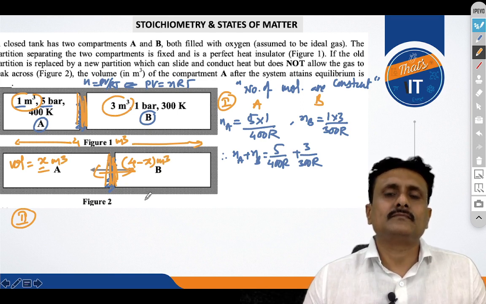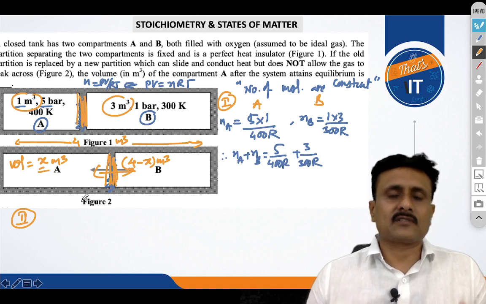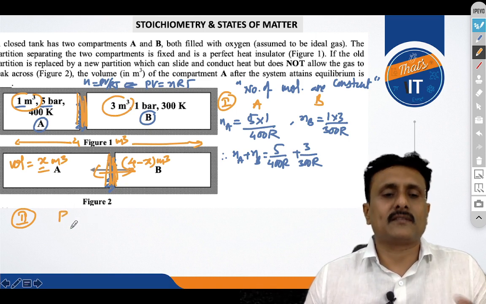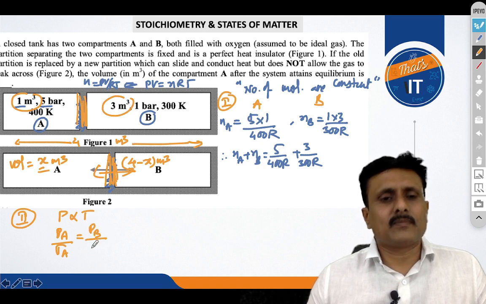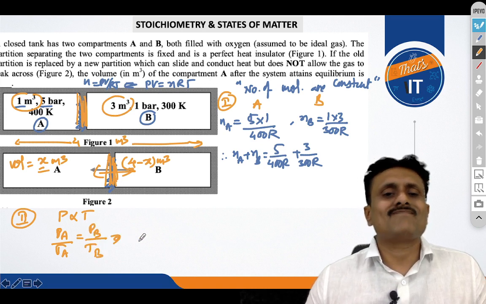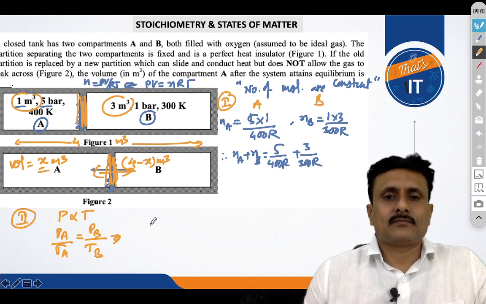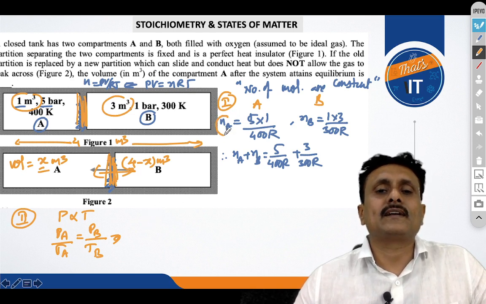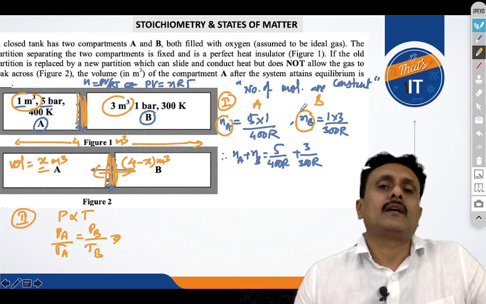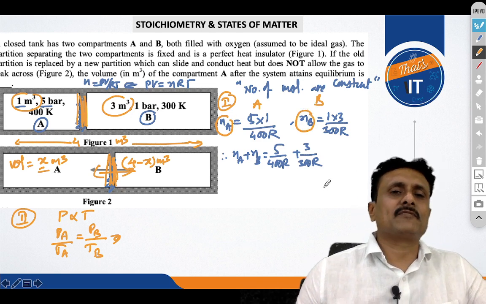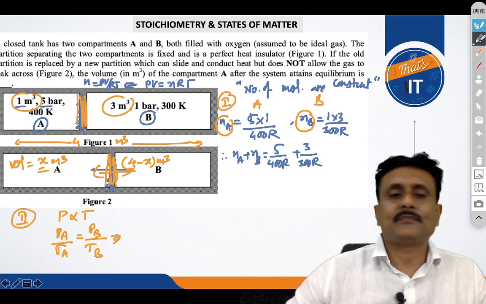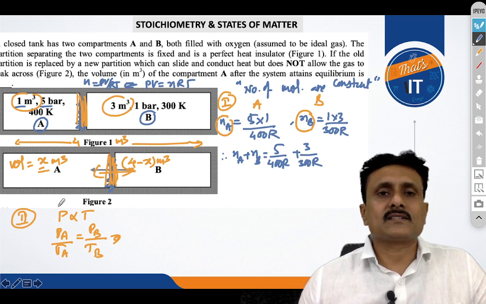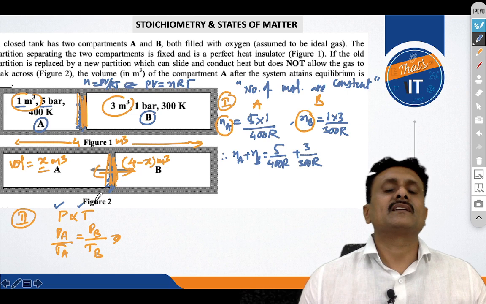Isn't it? So I'll use the concept, because the rest of the things are constant. I'll use the concept that P is directly proportional to temperature. So PA by TA equal to PB by TB. So you got the values of Na and Nb from here or not? So what you are going to do here is apply the concept that the relation between pressure and temperature remains intact, right?